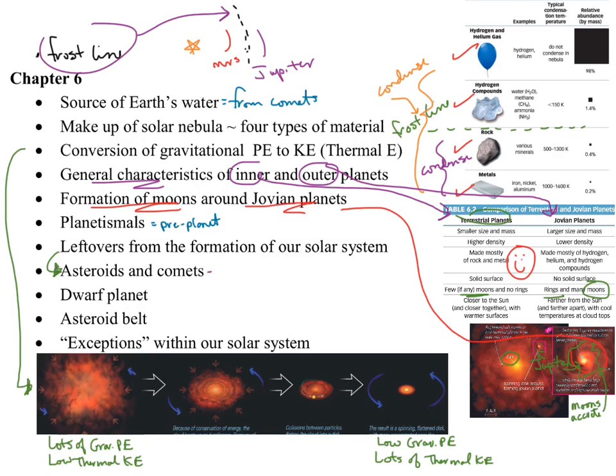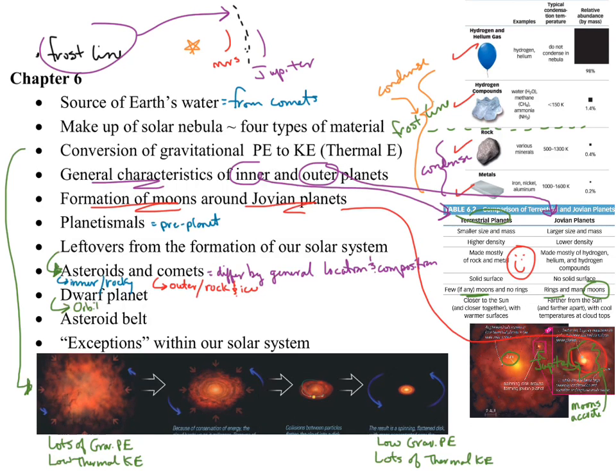The next two kind of go together. Stuff that didn't make it into a planet were asteroids and comets, and they differ by what they're made of and generally where they are. With regard to location, the asteroids are on this side of the frost line and the comets are on the outside of the frost line. With regard to composition, the asteroids are rocky and the comets are rocky and icy.